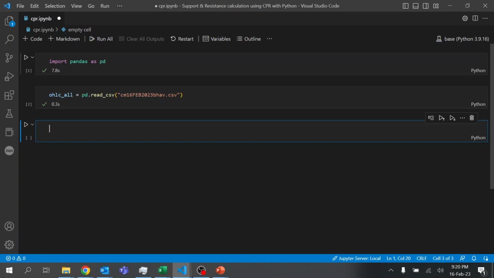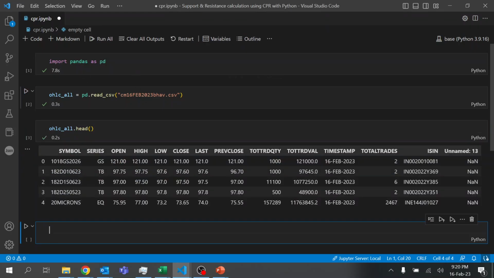So what I'm going to do is the usual. You just need to do some basic checks and see how the data is and understand it better. So we can see the data over here. The symbol is here, the series is here, open, high, low, close values are here. Ignore the other columns which are present here because that is of no use for us.